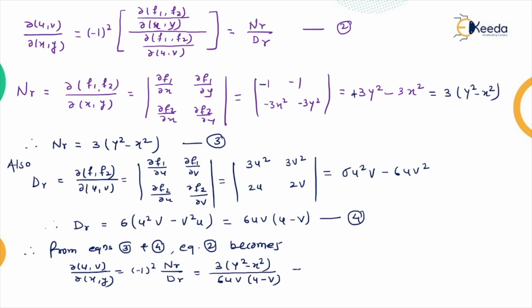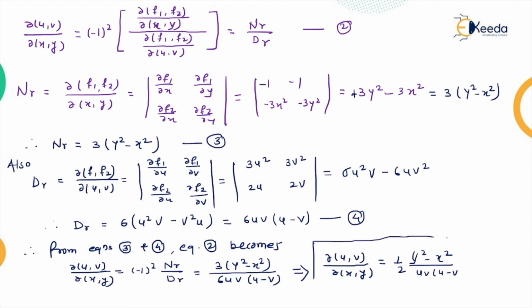So we clearly get the Jacobian of u, v with respect to x, y is equal to 1 divided by 2, or that is (y square minus x square) divided by uv(u minus v), and this is your answer, this is your proof. Hence proved. I hope you understand what the proof is. Understood this?